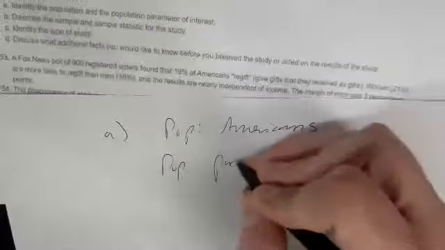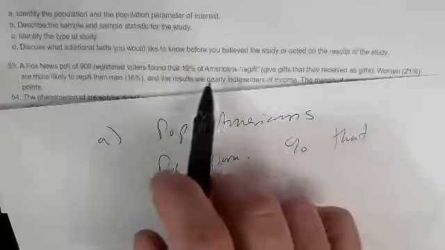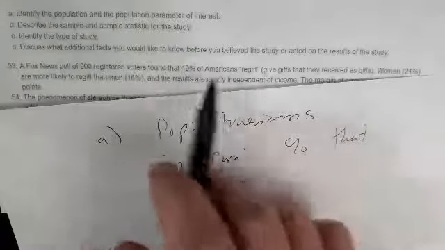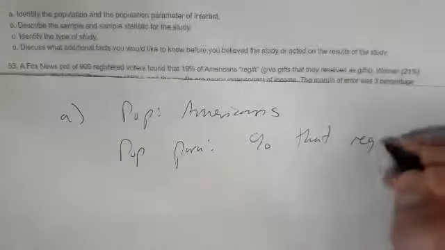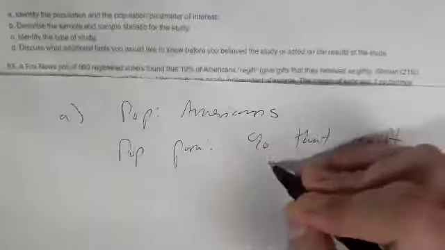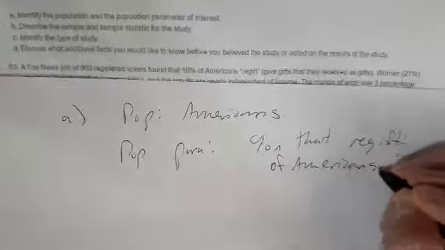And what's the population parameter? The 900 registered voters? No, that's my sample. What's the metric on my population that I want to know? Oh, the 19%? No, I'm not sure. Yeah, you're getting at it. It's the percent. I don't want the number, I just want the metric. It's the percent of Americans that regift. Coming from my population, it's the metric on my population.